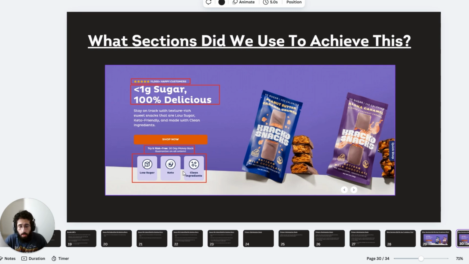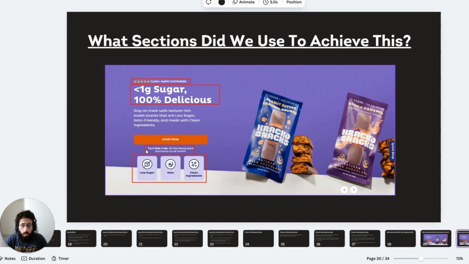And then we have some USPs here. So in this case, it's low sugar, it's keto, and clean ingredients, i.e. like organic ingredients. But for the brand in question, it could be, USA company, 24-hour support, and then anything relating to the product itself, or maybe mentioning the Facebook group or anything like that as well.